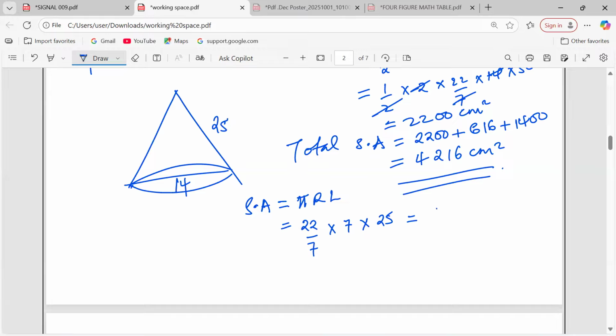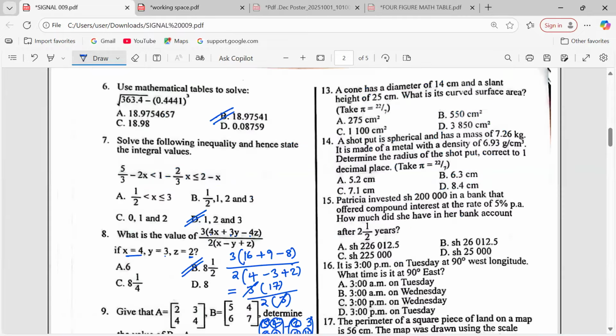We just needed the curved surface. If it was total, we would have added the circular base. So we go for B as the right answer.